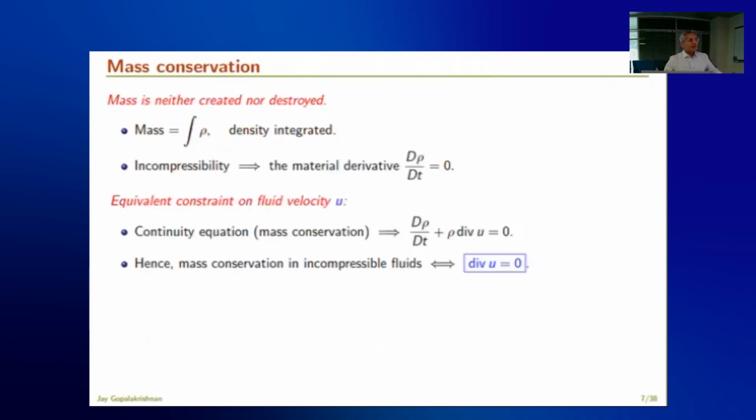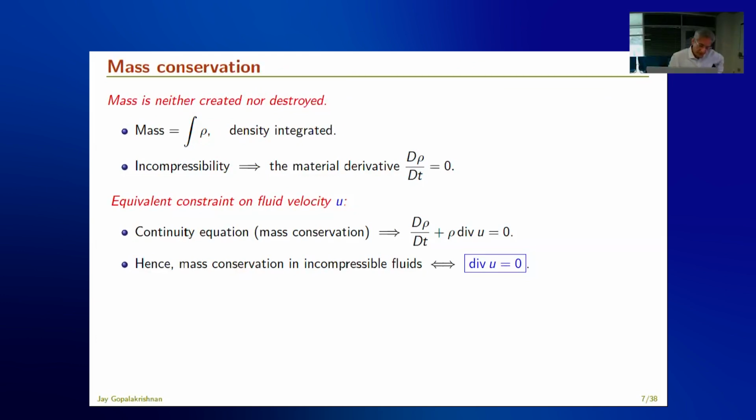So mass conservation is, from the engineering standpoint, a condition on the material derivative of the mass density. The incompressibility constraint of a fluid translates into the material derivative of the density being zero. If you look at the mass conservation equation written in terms of the material derivative, this is the mass conservation equation. So you immediately see that in an incompressible fluid, once this is zero, mass conservation is equivalent to divergence being zero.